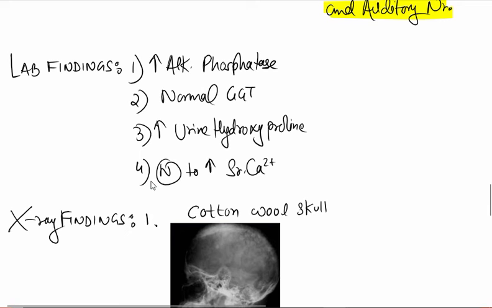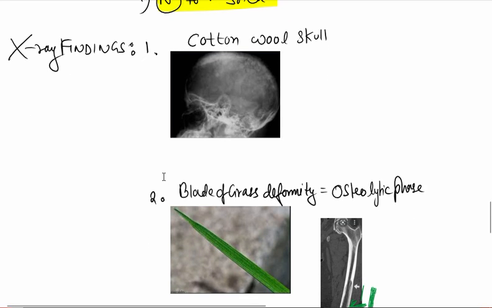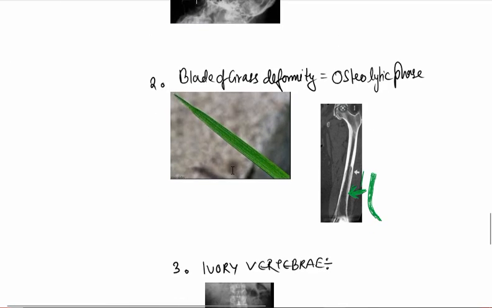Lab findings. What are the lab findings? Increased alkaline phosphatase, normal GGT, increased urinary hydroxyproline, normal to increased serum calcium. X-ray findings. X-ray findings are cotton wool skull and blade of grass deformity, that indicates the osteolytic phase. So here is the femur bone, and we can see the grass-like deformity, grass blade-like deformity.